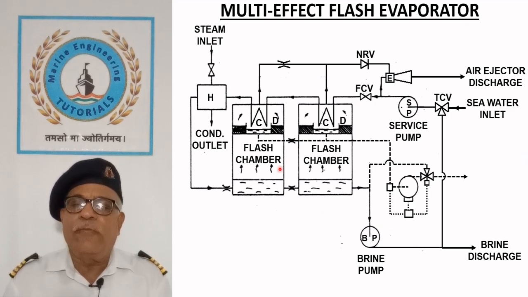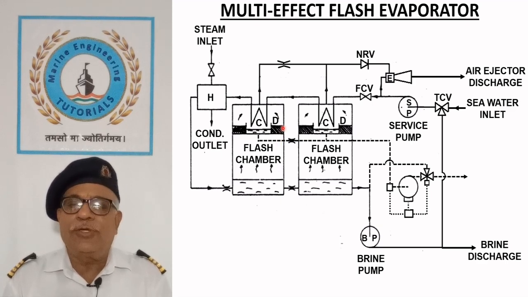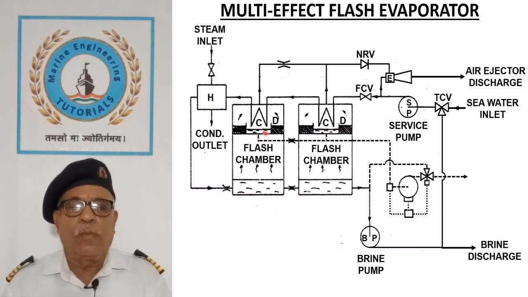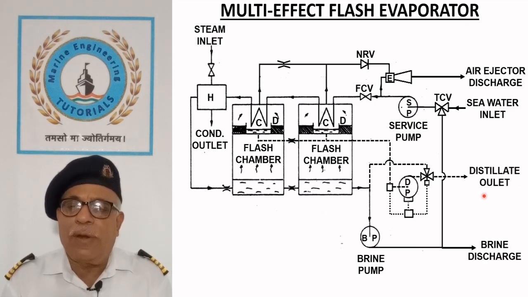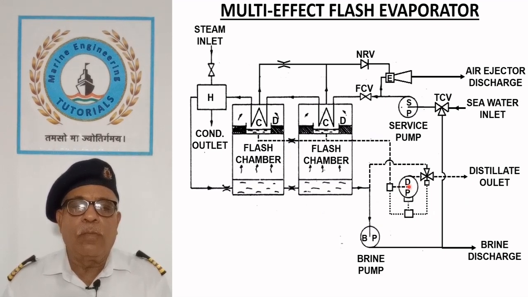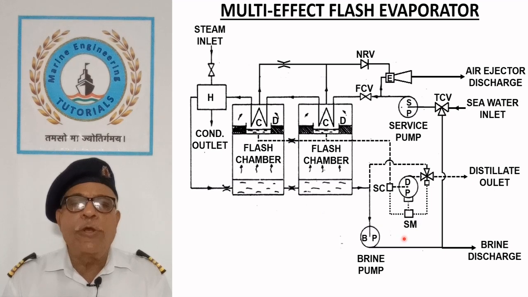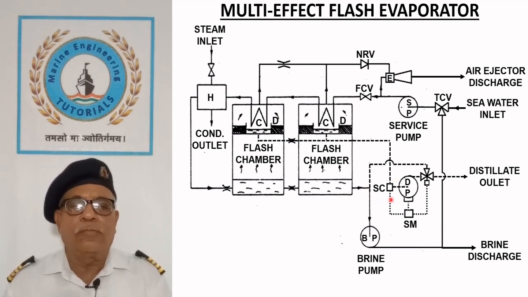Vapors evaporated in flash chambers are passed through demisters D, preventing the carryover of water droplets with them before entering the condensers C. Distillate from each chamber is drawn by distillate pump DP. A salinometer SM monitors the salinity of distillate through the salinity cell SC equipped in the distillate pump inlet.